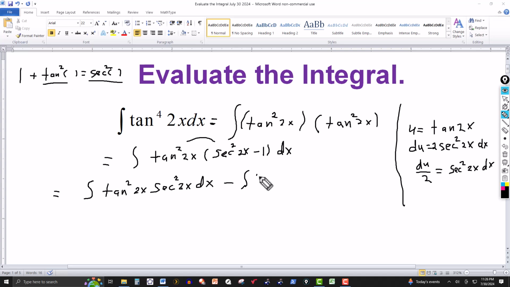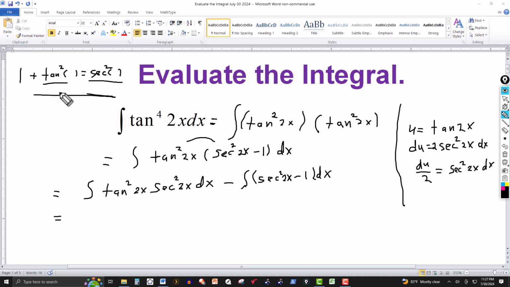So again, I'm multiplying over here. This will be a minus tangent squared of 2x. Multiplying this minus 1 here. But I'm going to replace the tangent squared of 2x by secant squared of 2x minus 1. That's using this identity here. And then this will be dx here.